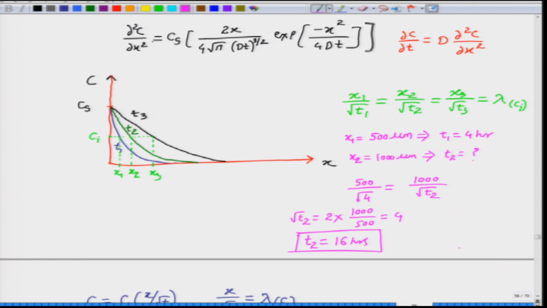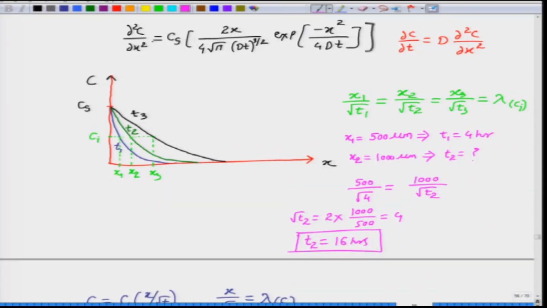This is important because it tells me that if I want to double the case depth, I need to increase the time 4 times. So, there is an x by root T relation, which is also called a parabolic relation. We say each concentration plane moves parabolically with time, has a parabolic relation with time.